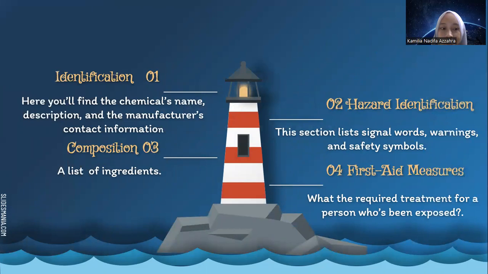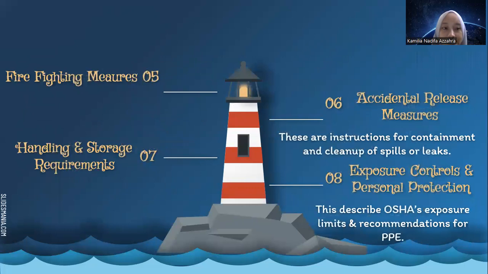Section 1 is identification. Here, you'll find the chemical's name, description, and the manufacturer's contact information. Section 2, hazard identification. This section lists signal words, warnings, and safety symbols. Section 3, composition, is a list of ingredients. Section 4, first aid measures: the required treatment for a person who's been exposed. Section 5, firefighting measures. Section 6, accidental release measures. These are instructions for containment and cleanup of spills or leaks.